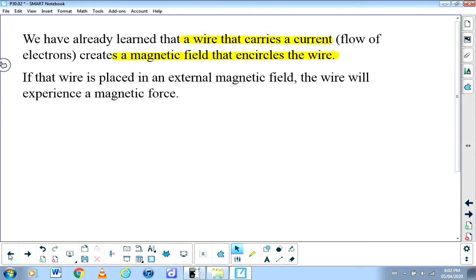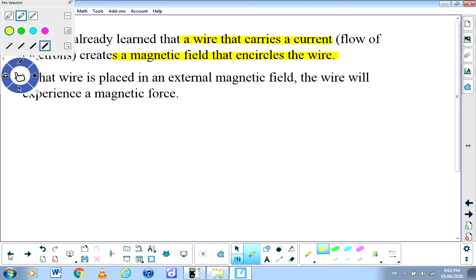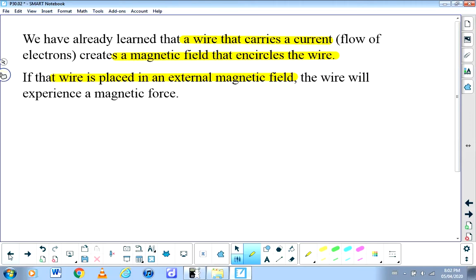So as a result of that, if you were to take that wire, which now has a magnetic field around it, and you put that wire in another magnetic field, well, the magnetic field that you put the wire in and the magnetic field that the wire has surrounding it are going to influence each other, and that influence is going to be a magnetic force.